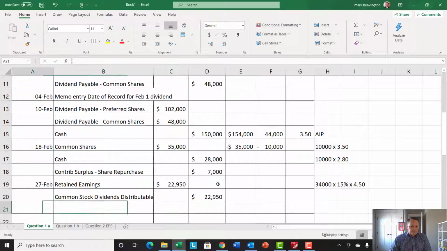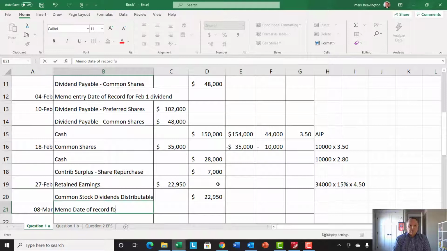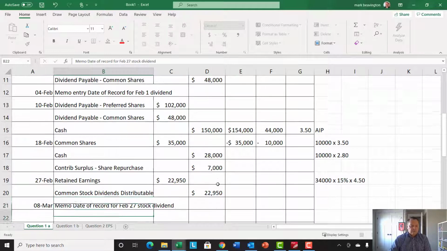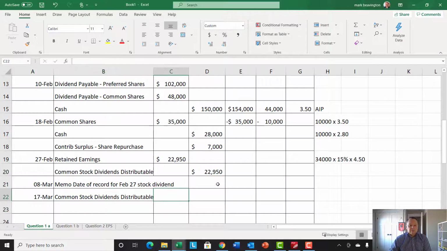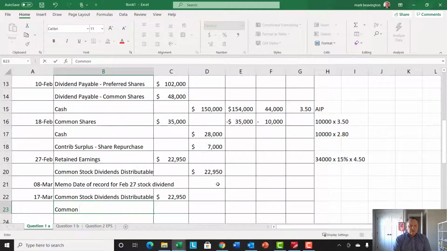Then March the 8th is another memo entry for the date of record of the stock dividend. So, date of record for February 27th stock dividend. There we go. And then we actually issue the shares. March 17th, we clear out this common stock dividends distributable, which is the 22,950, and we actually issue the common shares for 22,950.